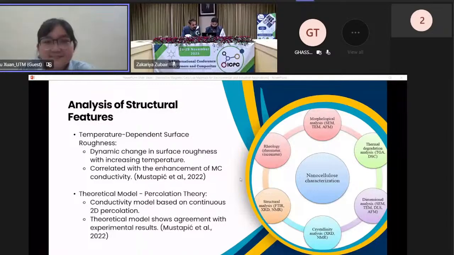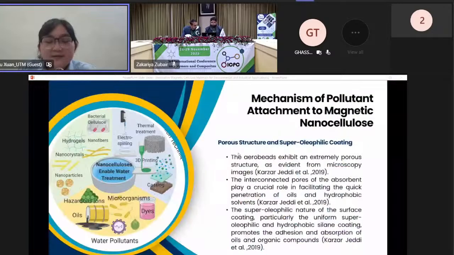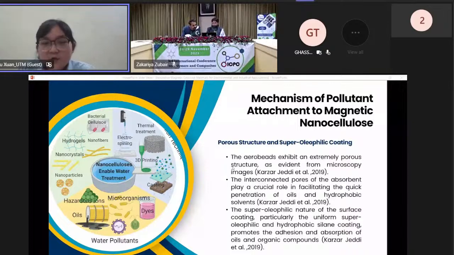Next, I will present the porous structure and superoleophilic coating. At the heart of our magnetic nanocellulose efficiency lies its unique structure. So visualize tiny beads with numerous pores and a coating with a strong affinity for oils. These pores and the coating work synergistically to swiftly capture oils and other substances. The coating will act like a magnet for oil, ensuring effective adhesion to the beads. This collaborative mechanism enables our material to efficiently capture and remove pollutants, making it a valuable asset for environmental cleanup.